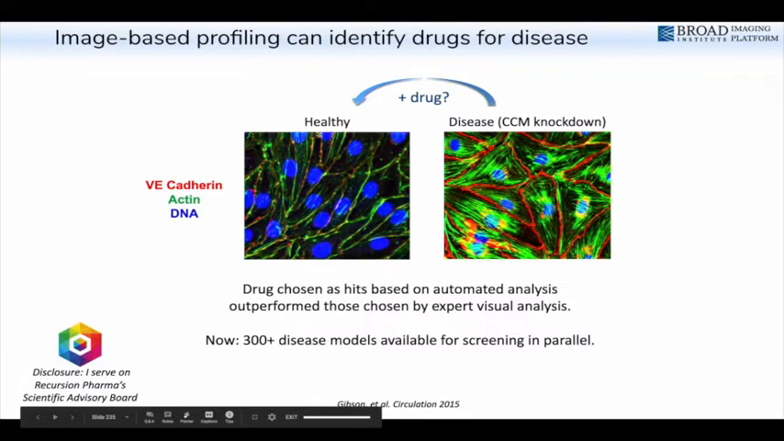So now they scaled this up. They since formed a company, which I'm now involved in, but they have hundreds of disease models created in this very systematic way. So I think this is one of the ways that we can start to break Eroom's law and tilt it down a bit.